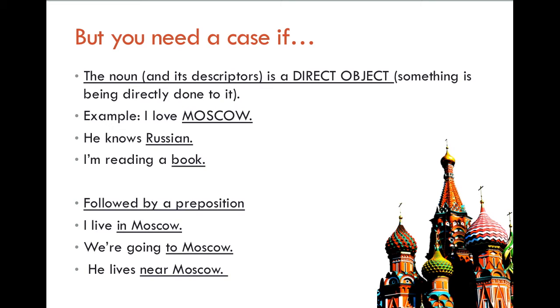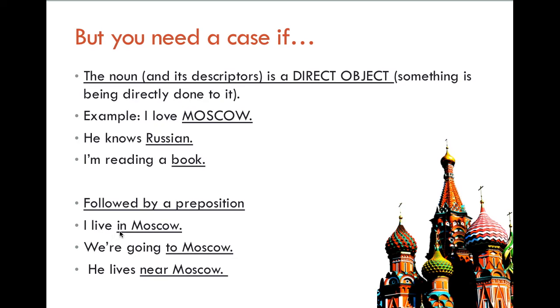The version we're specifically interested in today is when nouns are followed by a preposition. So for example, prepositions are things like on, in, at, under, around, by, with, okay? So those are prepositions, and in Russian, every preposition gets a different case, and you just have to memorize which preposition gets which case.